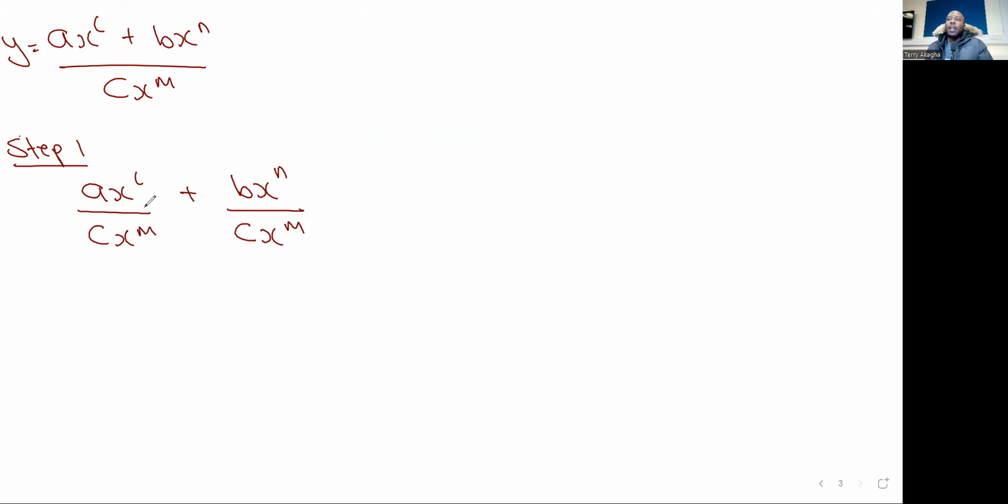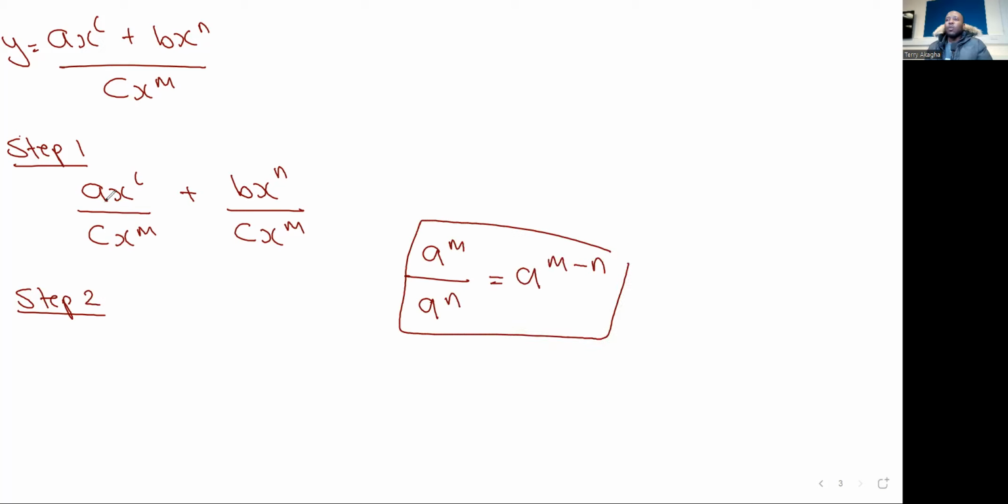Now, you then have to apply the laws of indices here. Remember in the laws of indices, where you have division, you can subtract. Something like a raised to power m divided by a raised to power n is equal to a raised to power m minus n. We've talked about this in the laws of indices, so we can apply it here. That means I can rewrite this as a over c times x^L divided by x^m, and I can also write this as b over c multiplied by x^n over x^m.